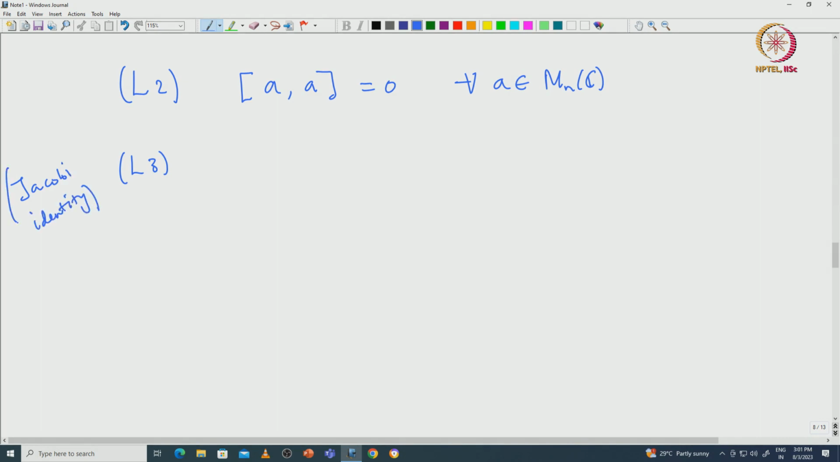So, this is a very important identity that this commutator satisfies. What it says is, if you take 3 elements A, B, C in M_n(C), then how the products between them are related. So, it's a question that you ask. If you define a product, it gives what happens between two given elements. Using that, you can also ask what happens between 3 elements and so on.